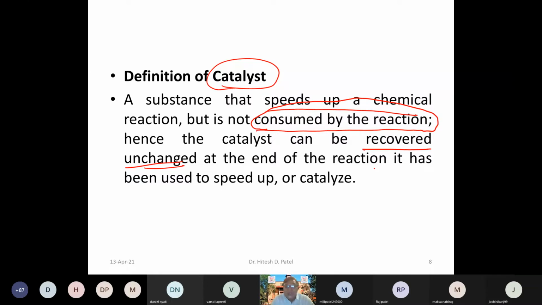So these are known as biocatalyzed reactions. So many types of catalysts are available. As per the requirement, we can use different types of catalyst for the reaction.